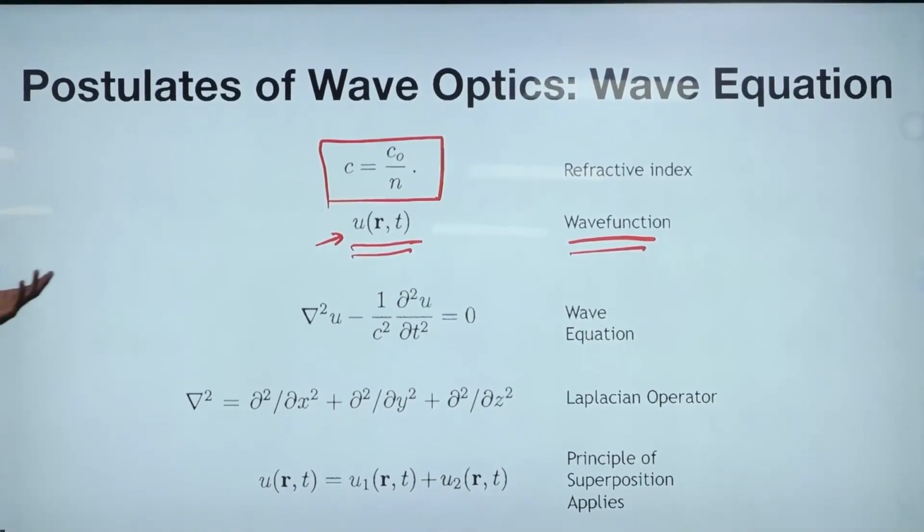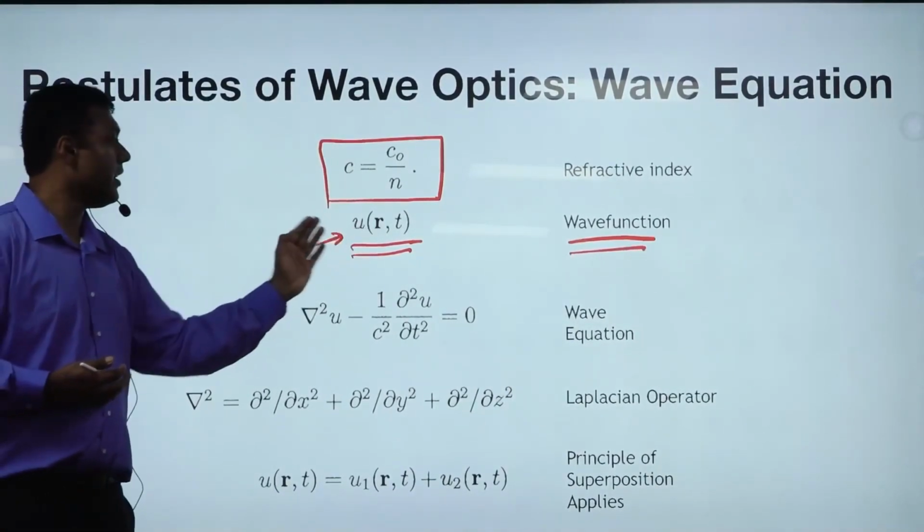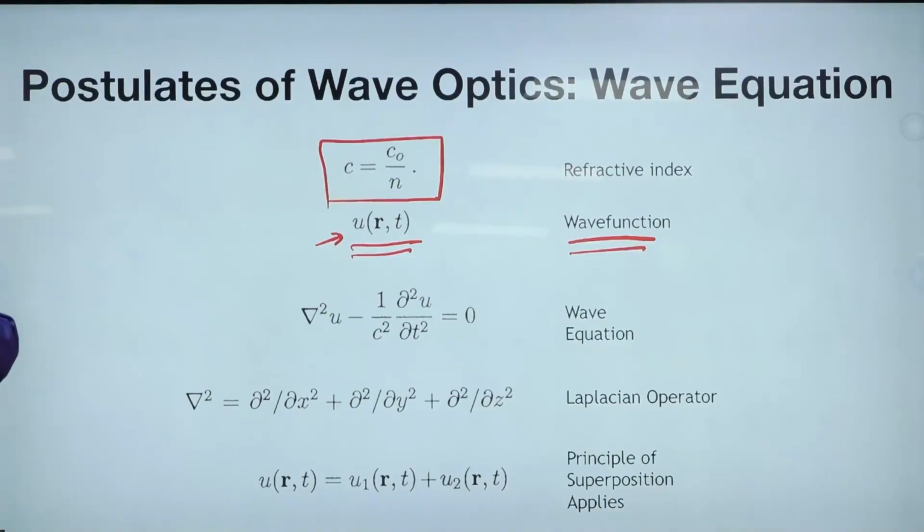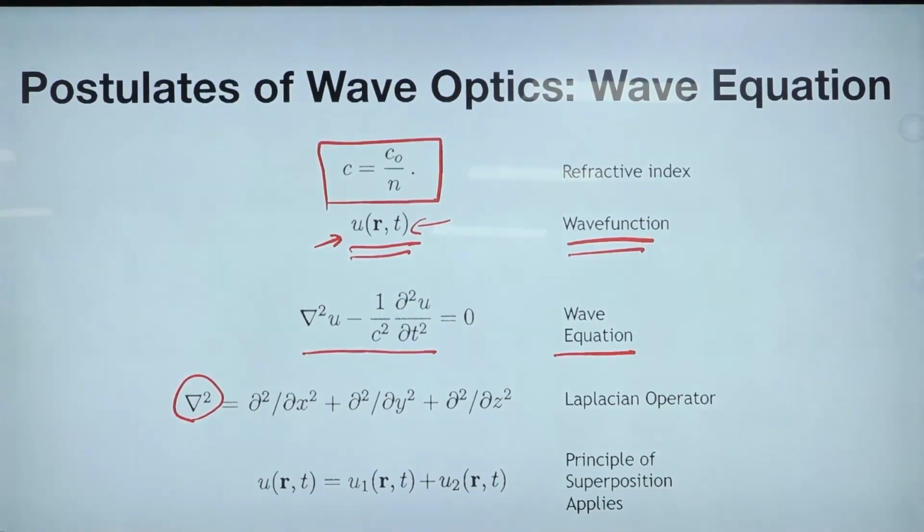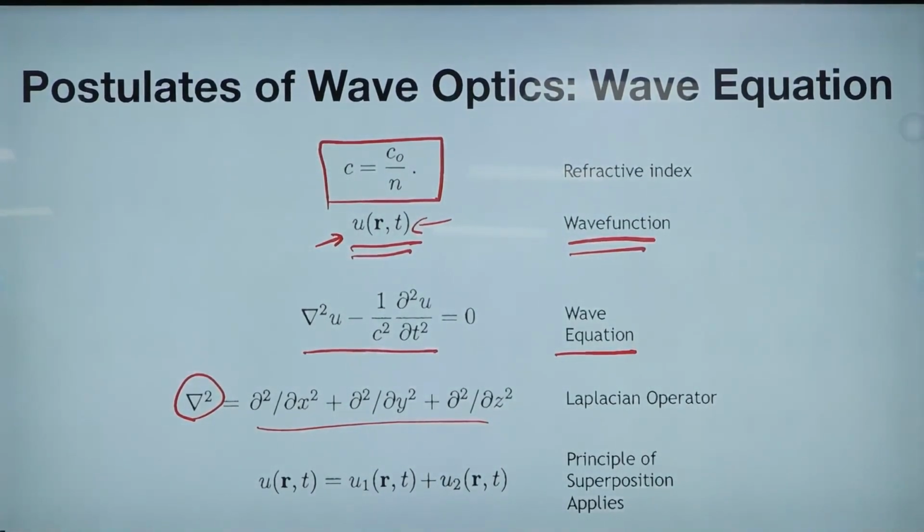Those are the different independent variables, and this function basically changes from place to place, and over time it changes. That's really what this is saying. Okay, and it follows what's called the wave equation. This wave function follows this kind of differential equation, where this del square or nabla square is basically partial derivatives along x, y, and z, second order derivatives. This is called the Laplacian operator.